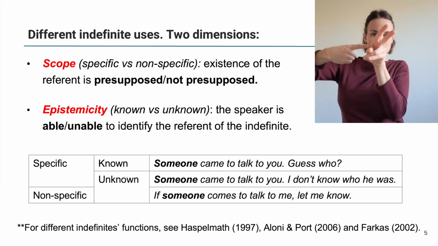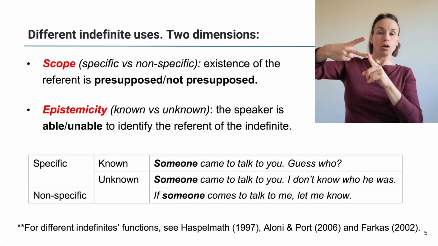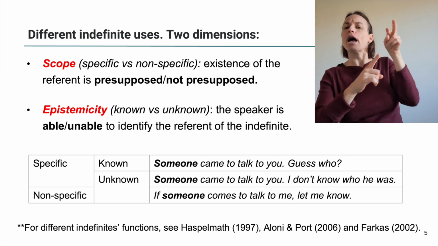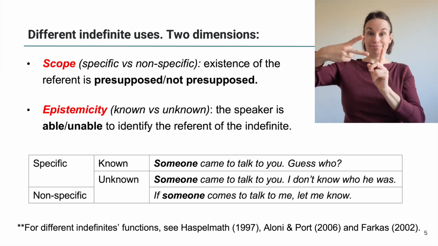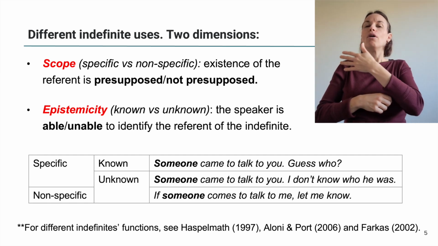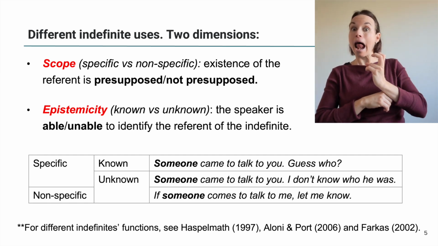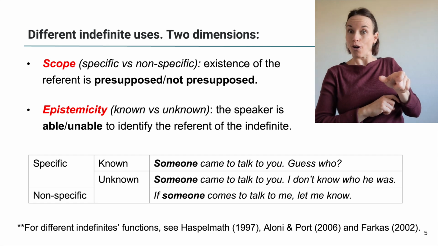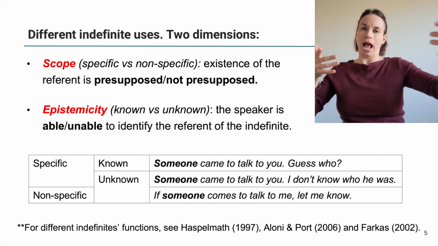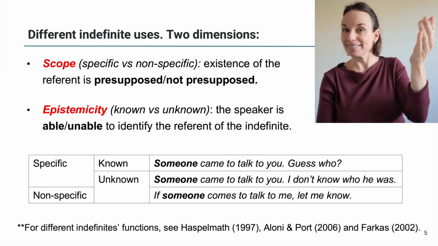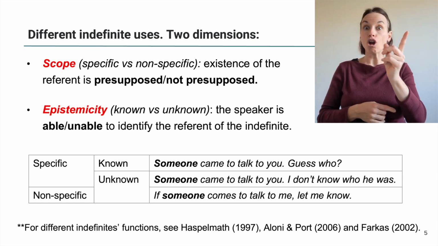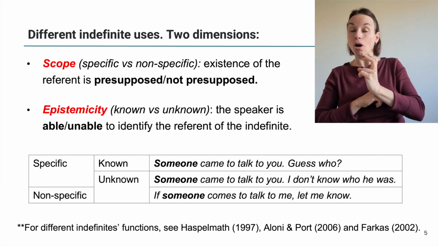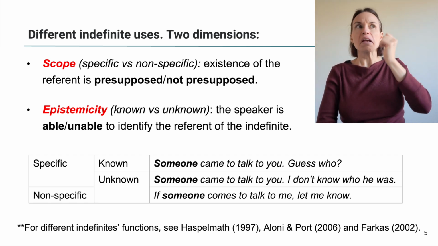A second dimension concerns epistemicity, which, as we have just mentioned, refers to whether the speaker is able or unable to identify the referent of the indefinite. So, for a sentence such as someone came to talk to you, if the speaker knows the identity of the referent, the sentence could be continued by something like, guess who? And in the unknown scenario, the sentence could be continued as follows. Someone came to talk to you, but I don't know who he was, or I forgot to take his name.